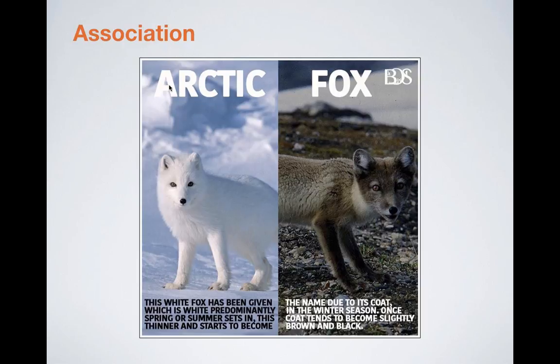So you would expect this to be a title and then text and then title and text. But the way they've done this, it should be read: Arctic fox. The white fox has been given the name due to its coat. I would instinctively read this as "this white fox has been given which is white predominantly," which is completely nonsensical. So don't do this. Just let the text go across the screen if you're going to convey this message.